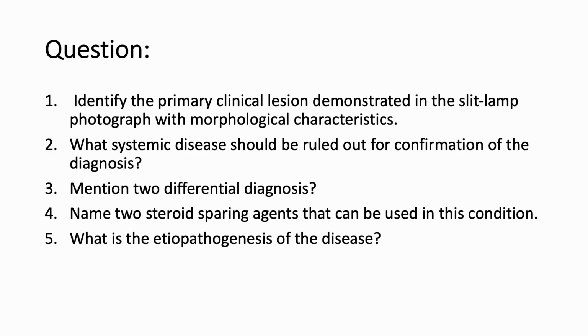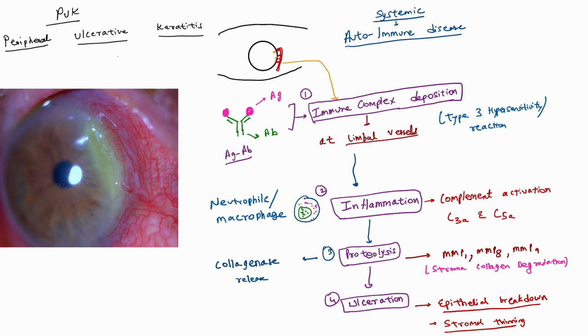Okay. Now let us go through and answer each step by step. So here the diagnosis is peripheral ulcerative keratitis, or simply PUK. Now why does this happen? Let's understand the mechanism, because if you understand this mechanism, everything else, the treatment, association, differential will make sense.